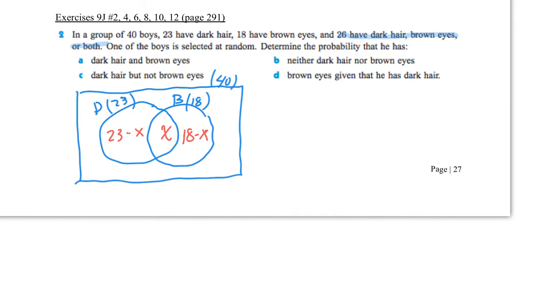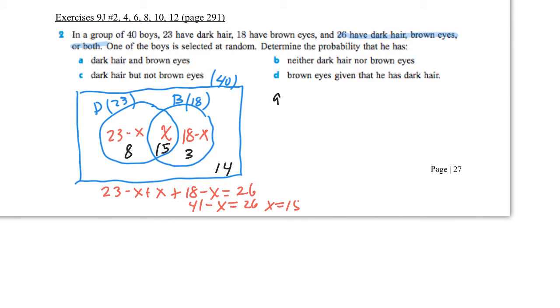So if 26 people have dark hair, brown eyes, or both, then I could write the equation where those three regions sum to 26 and then solve for x. All right, so that'll be 41 minus x equals 26, so x is 15. That allows me to finish filling out the Venn with 15 here, 8 here, 3 here, and if there's 26 in total in those three areas, 14 people would be out here in the universe.